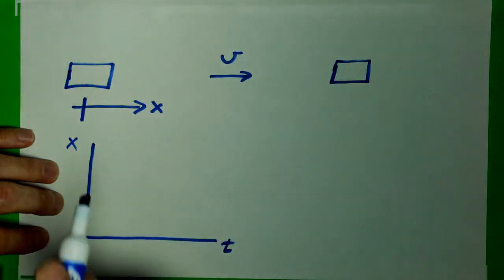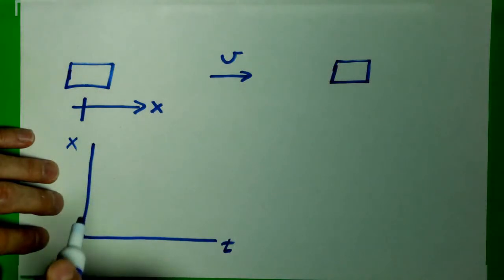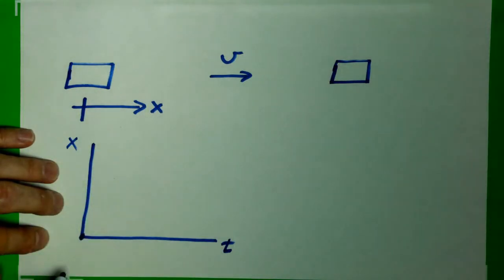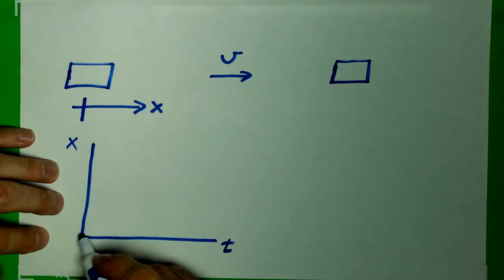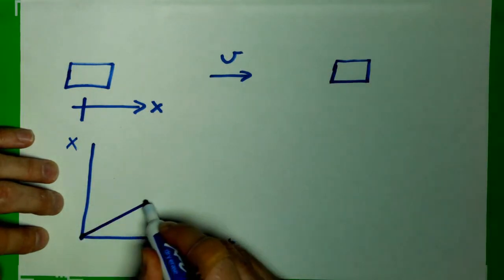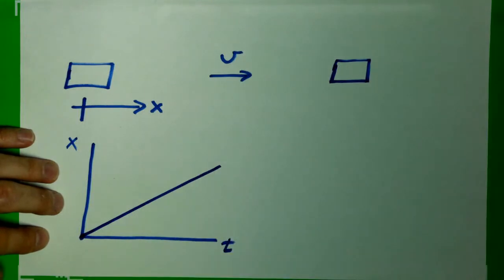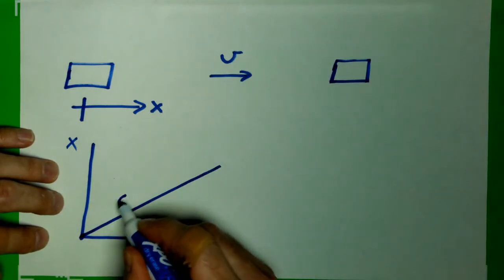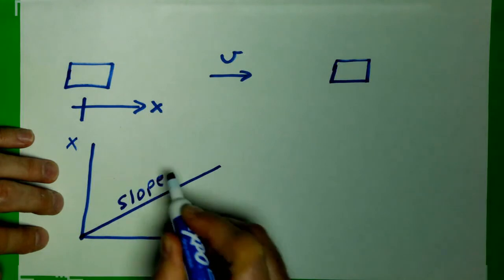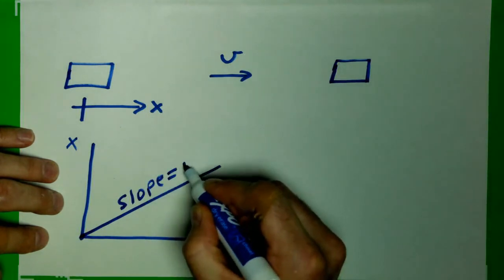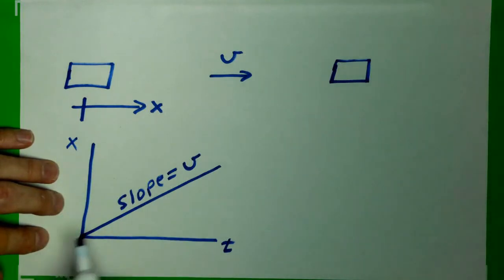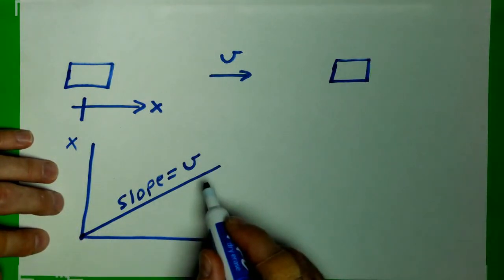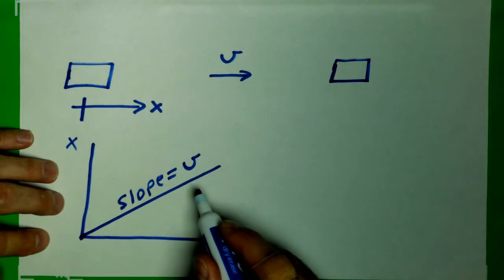Okay, now constant speed means a constant rate of change of position with respect to time. So on a graph, that would be a line, a straight line with a constant slope. Okay, so the slope is equal to the speed. So the slope of a position versus time graph is equal to the speed. So a straight line means a constant speed.